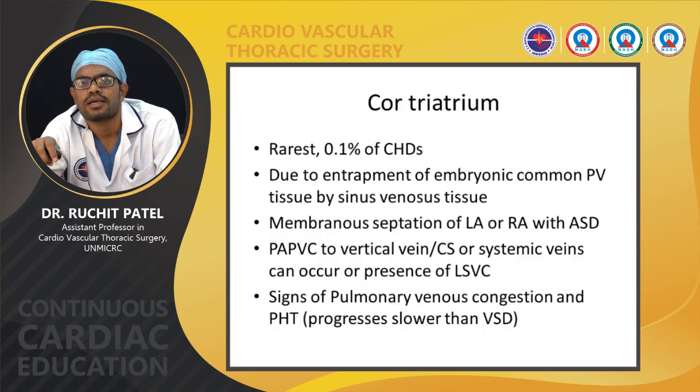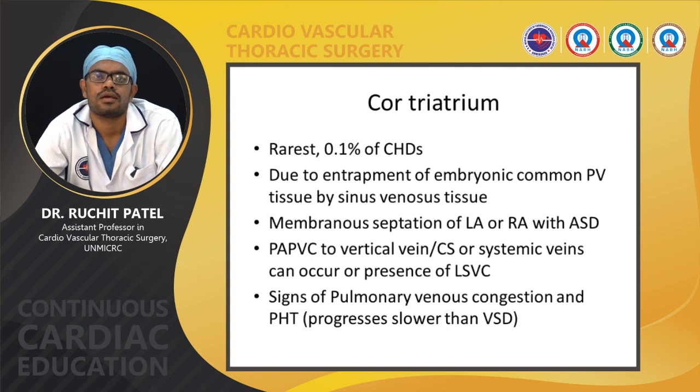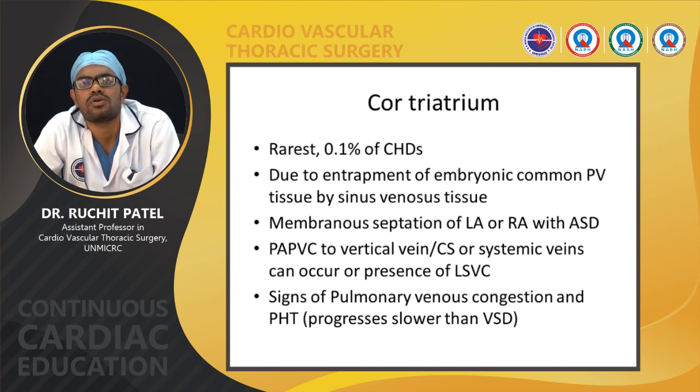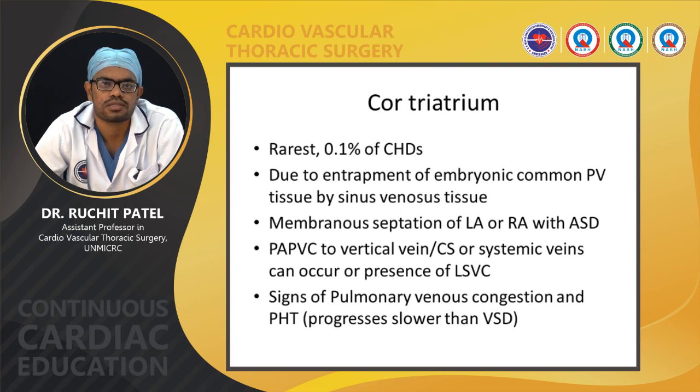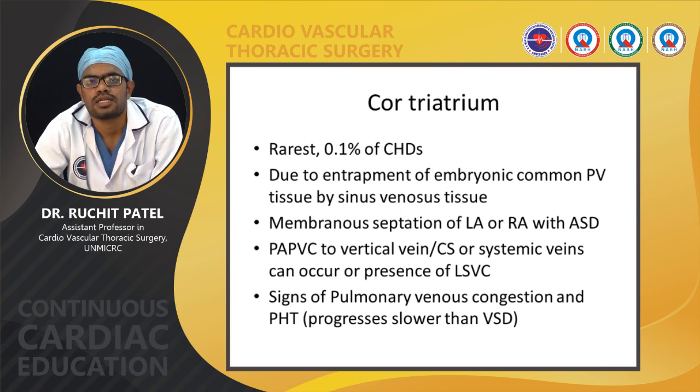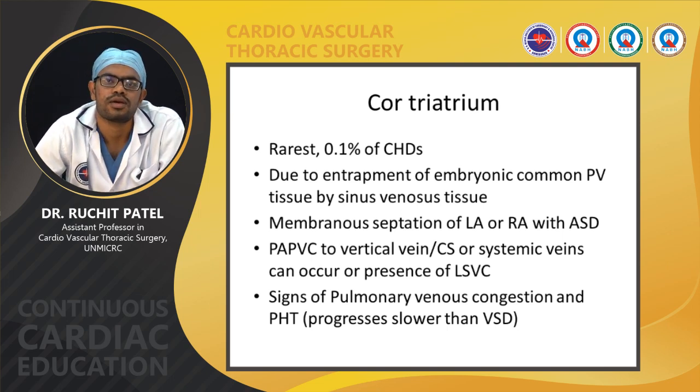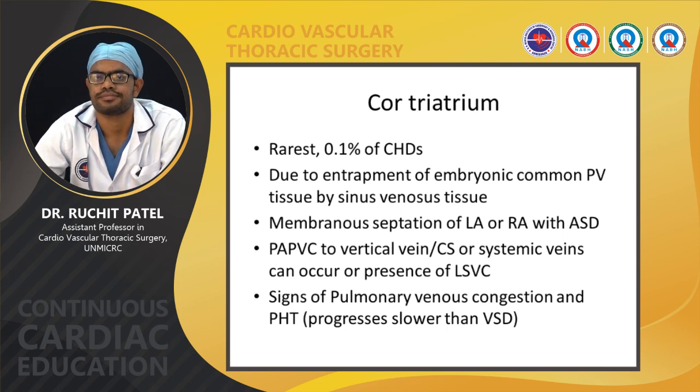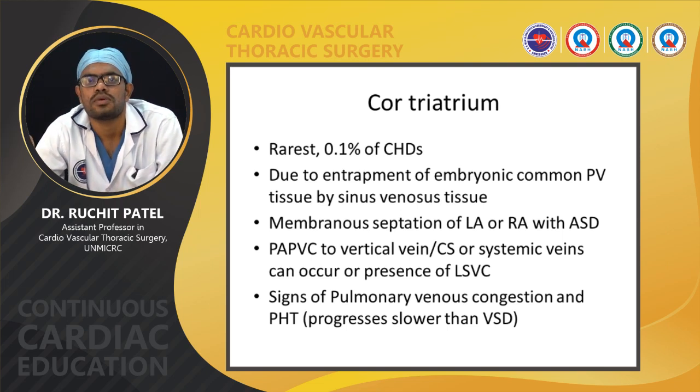Cor triatriatum is the rarest type, contributing only 0.1% of congenital heart diseases, due to the entrapment of the embryonic common pulmonary vein tissue by the sinus venosus tissue. So there is membranous septation of the LA or RA, with ASD there. It is associated with anomalous pulmonary venous connection to the vertical vein, maybe the coronary sinus.